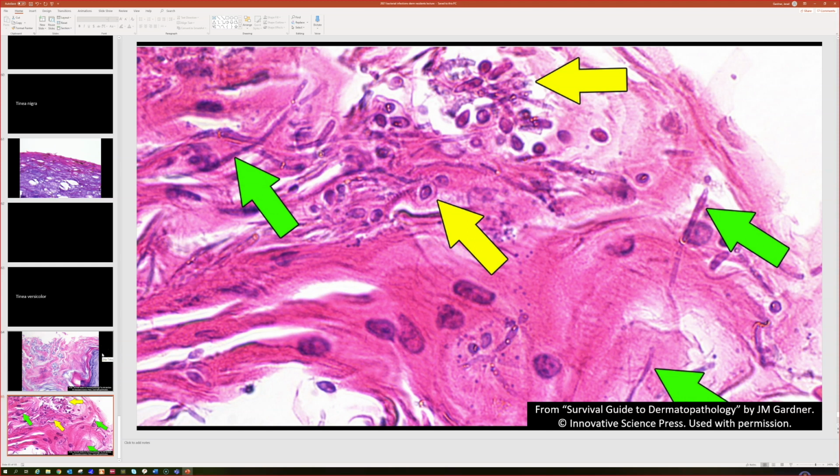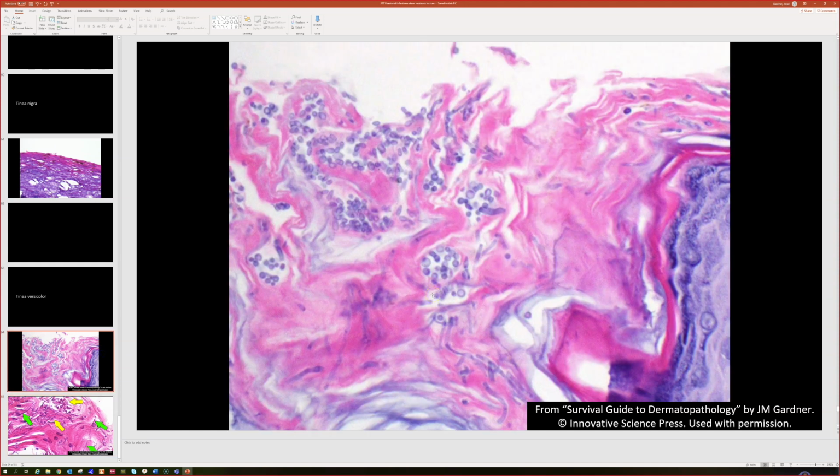All right, so there we go. That's Tinea versicolor.